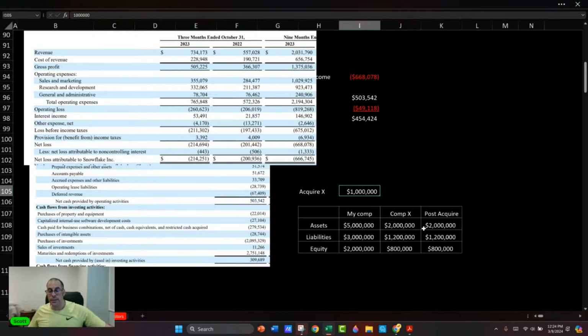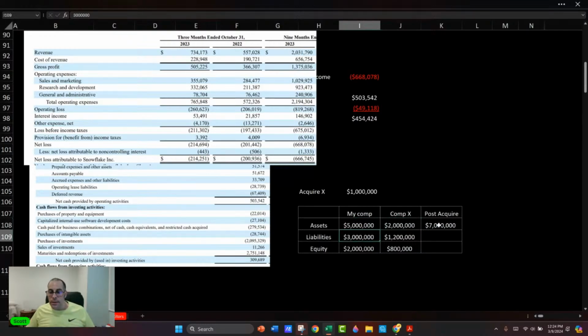After the acquisition, I would take all their assets, because I'm going to give $1 million to the owners, and that's their money. That's not part of the company anymore. They take that money, put it in their pockets, and do whatever they want with it. Post-acquisition, I now have $7 million of assets, because I have my 5 plus company X's $2 million. The assets could be accounts receivable, inventory, fixed assets. Whatever it is, it doesn't matter. That's their total assets.